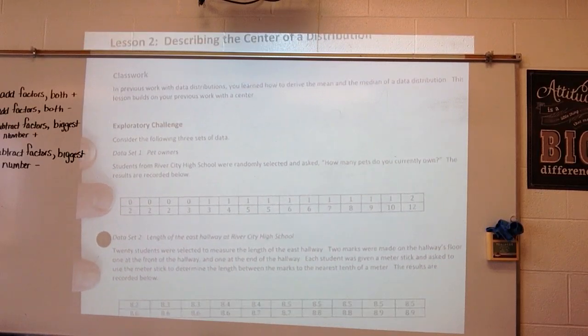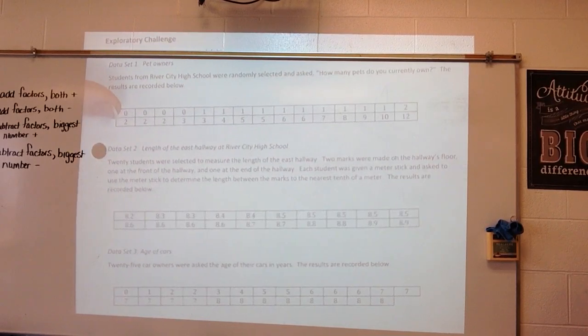Data set number 2. 20 students, this is the length of East Hallway of River City High School. 20 students were selected to measure the length of the East Hallway. 2 marks were made on the hallway's floor, 1 on the front of the hallway and 1 on the end of the hallway. Each student was given a meter stick and asked to use the meter stick to determine the length between the marks to the nearest tenth of a meter. The results are recorded below. Why would they have different measures here? Alright, so maybe they were estimating with the meter stick. A lot of different reasons here.